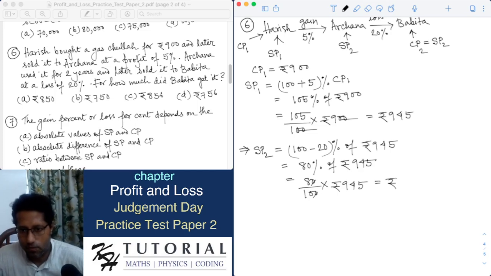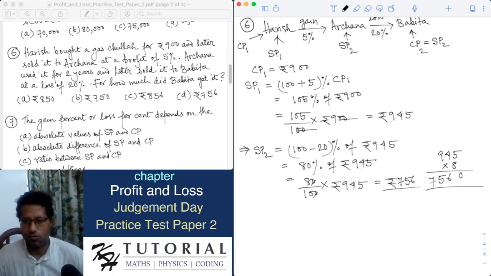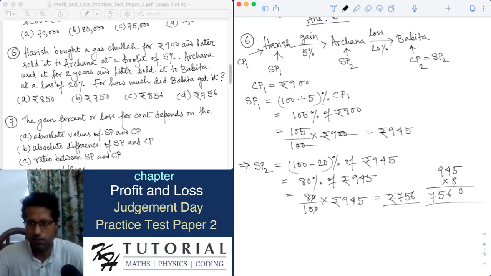Okay, so let's find out what is 945 multiplied by 8. This is 40, 32, 36, 72, 75, 7560, and we have to divide by 10. So this is 756. So rupees 756 is the price at which Archana sold the gas chula to Babita, or Babita purchased it. So the answer is rupees 756. So the correct choice will be choice D.